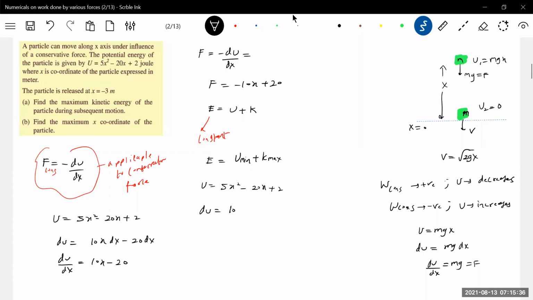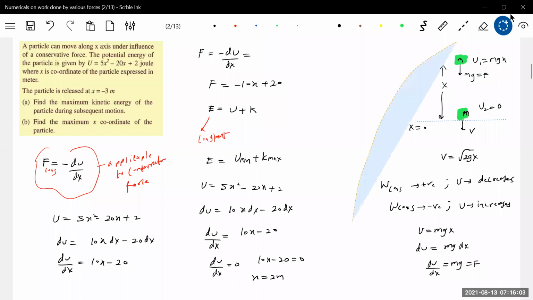du equal to 10x dx minus 20 dx. Already we have du by dx. Our potential energy should be minimum, so shall I go for du by dx equals 0? So 10x minus 20 equals 0, so x equal to 2 meter. Where will it be minimum? At x equal to 2 meter.